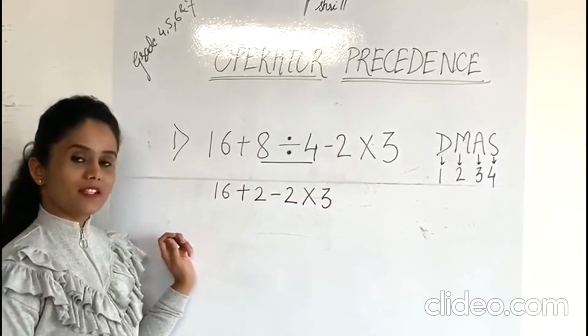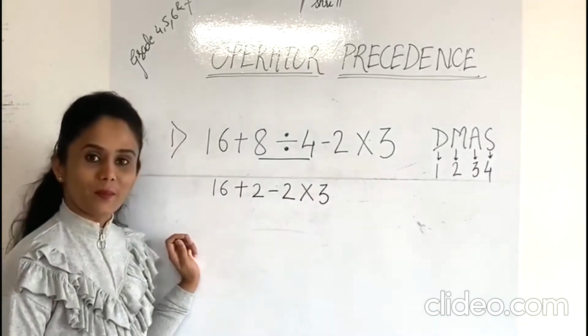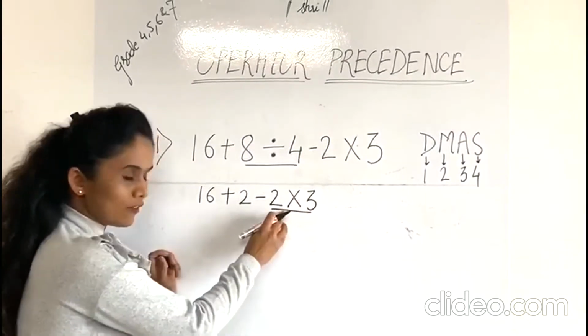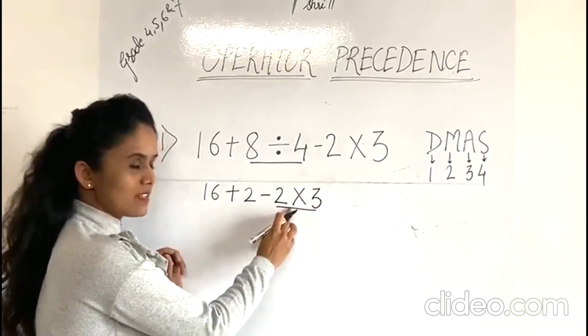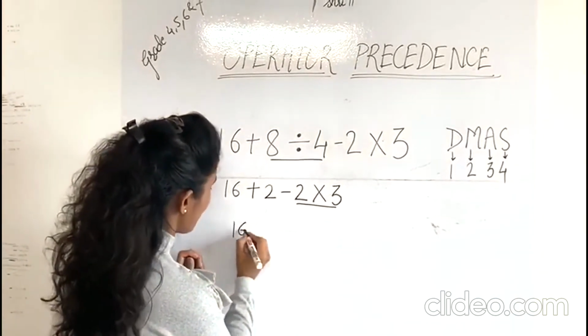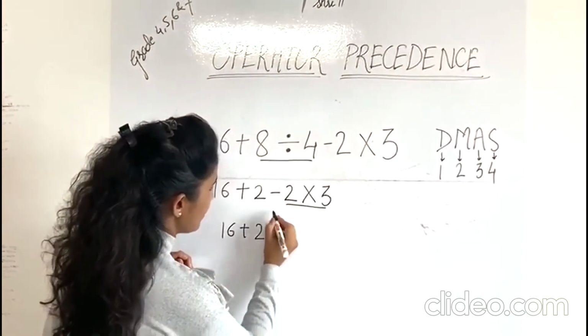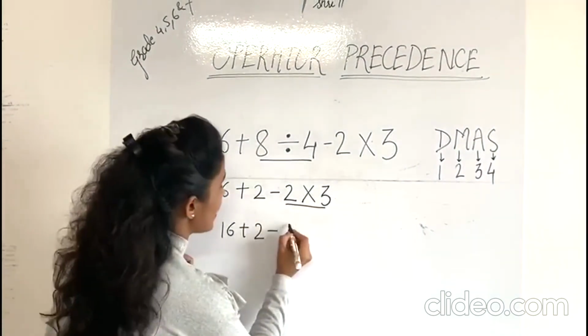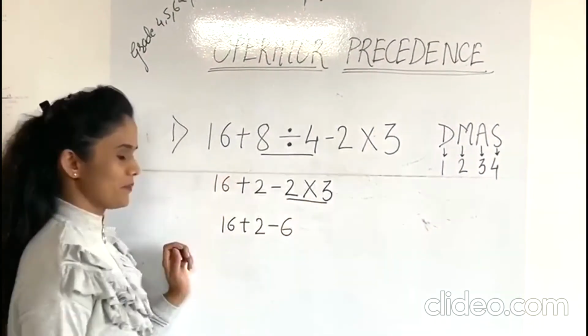And what comes next now? Yes, that is multiplication. So this part we will solve here, and this part's answer will be in the next step. 16 plus 2 as it is we are writing, this minus as it is, and 2 multiplied by 3, the answer is 6.